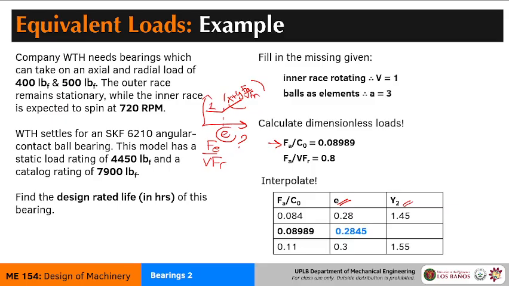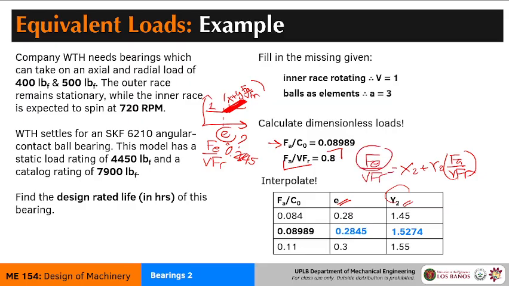So this is 0.2845, and our FA over VR is way past 0.2845. That means it's well inside this zone. So we have to compute for our x2 plus y2 FA over VFR. Yep, that's it. So what we do is, of course, interpolate as well, and we will get this value here. So this is the lead up to FE over VFR.